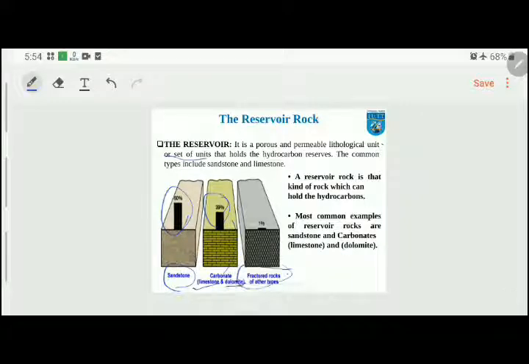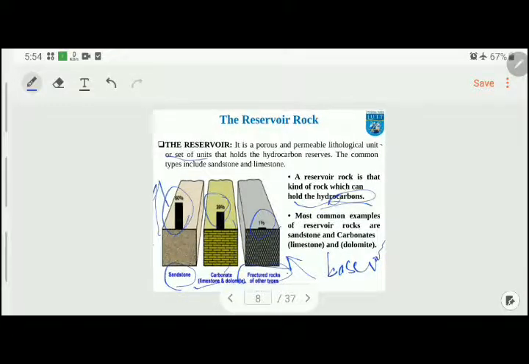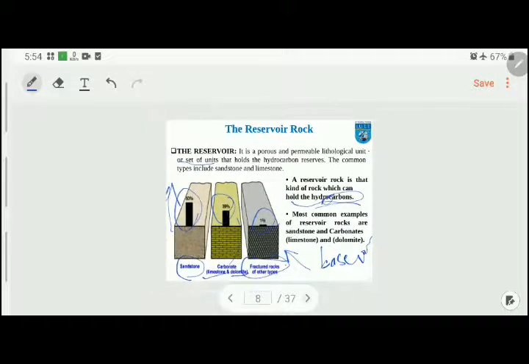The fractured rocks or other types, and when we say fractured rocks, we mean here just like the basement rocks and the limestone, dolomite rocks. These will be only a small percent of the reservoirs. So the reservoir rock is that kind of rock which can hold the hydrocarbons. As the percent is high, that means the holding of the hydrocarbons will be high.